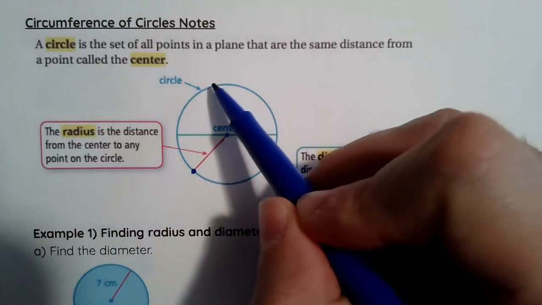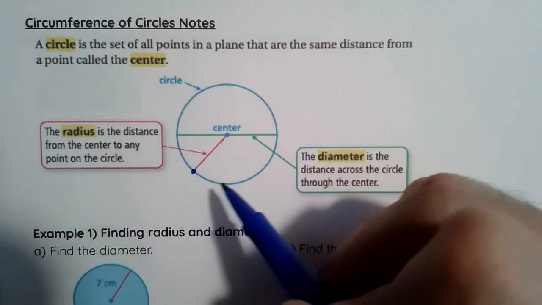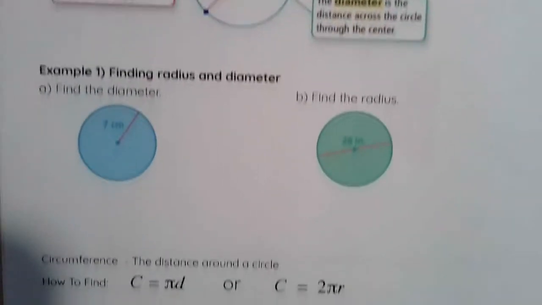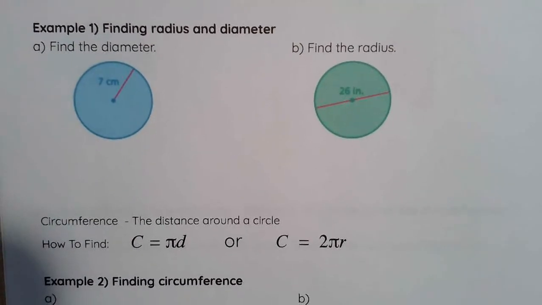The circumference is the distance around the circle. We don't say perimeter because there aren't sides to add up. So to find the circumference, we do need a formula. We're going to discuss that formula in a second. We want to talk about the relationship of the radius and the diameter first. So if we look ahead at example 1, finding the radius and the diameter.